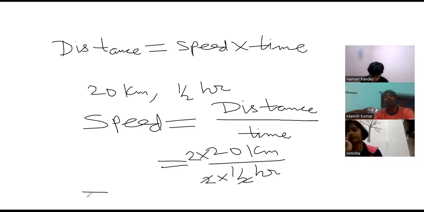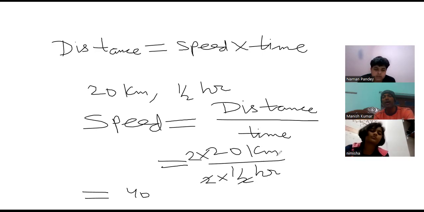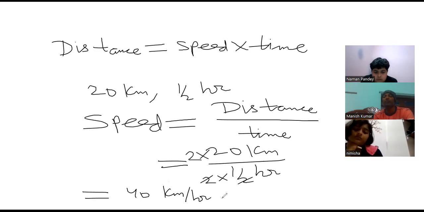If you are multiplying numerator as well as denominator with 2, then 20 into 2 is 40 kilometer, and divided by hour, that is also called 40 kilometer per hour. Is this understood? Take a screenshot and try to do such questions in such way also.